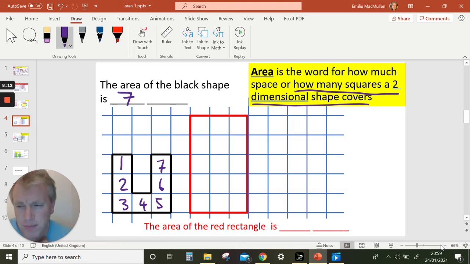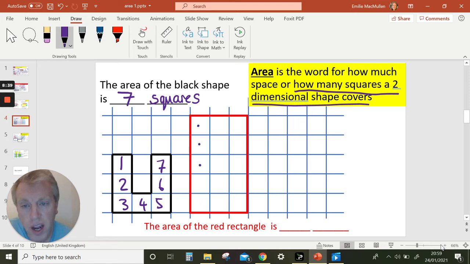Is that right? It's the right number, but I've forgotten something. When we talk about area, we must say what we are counting. It's a measurement of something. Here, we're counting the squares for the space inside, the squares. Not just 7, 7 squares.